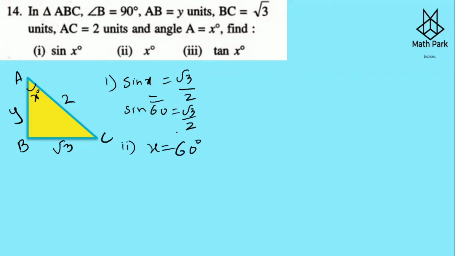Okay. Now tan x, the third one. Tan x is tan 60°, just putting the value of x. Tan x means tan 60, the x value we have taken as 60, and tan 60° is equal to √3.